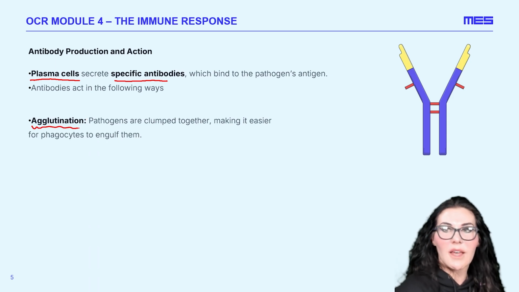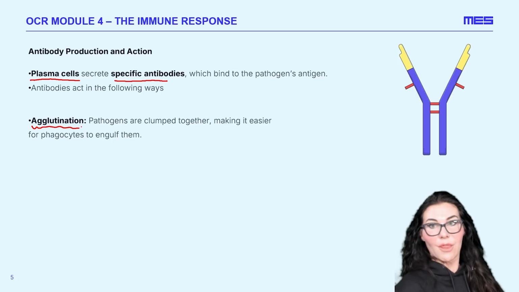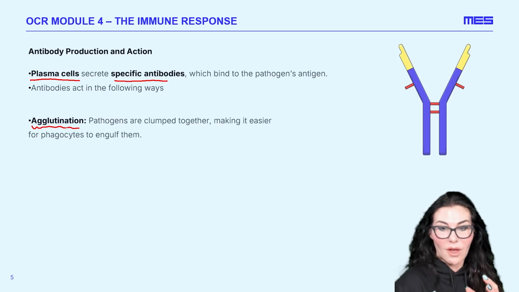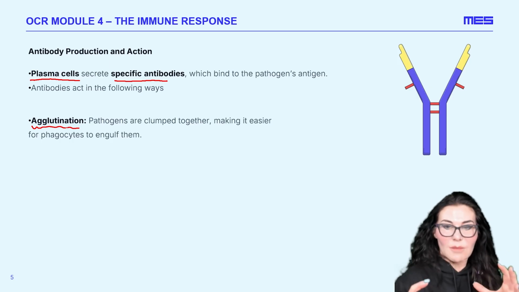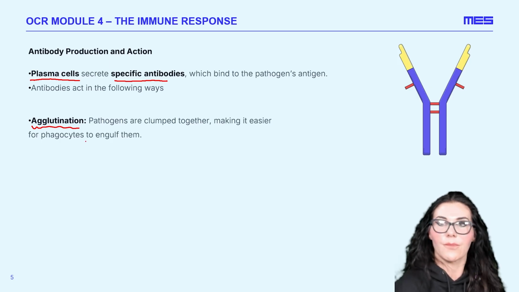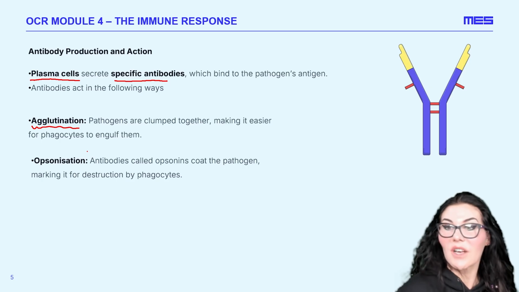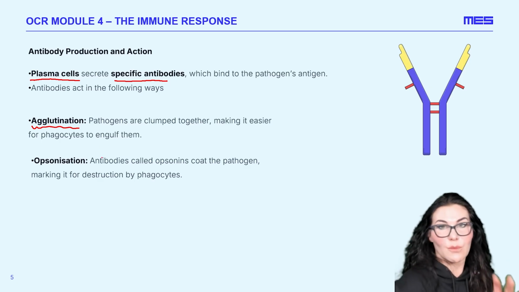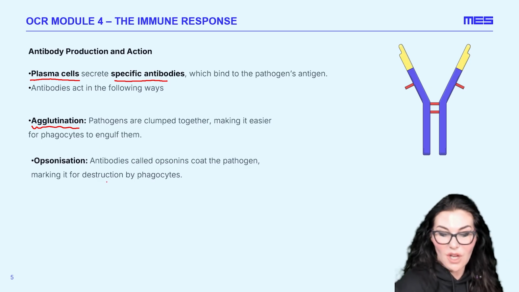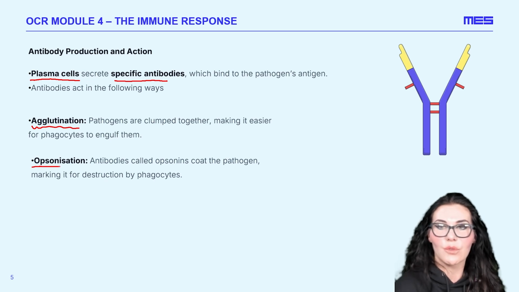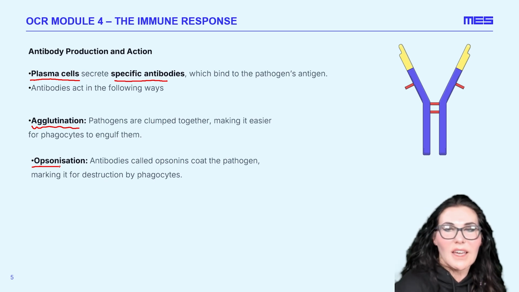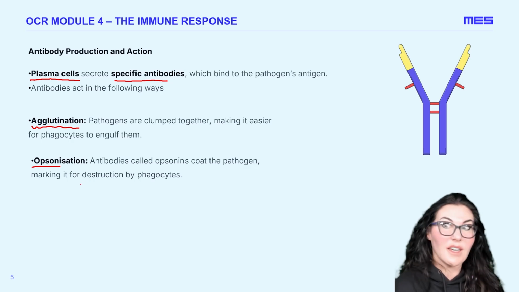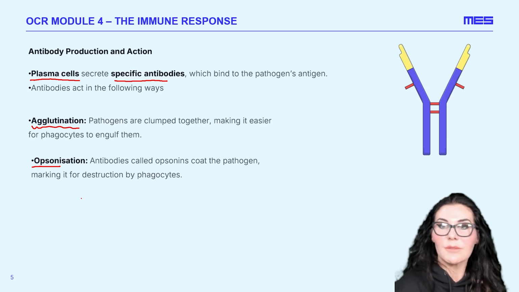They cause agglutination, which clumps pathogens together, making the phagocytes have an easier job, because if all the pathogens are clumped together, the phagocytes can get to them easier and carry out phagocytosis. Opsonization, antibodies can coat the pathogen, making it easier for the phagocytes as well to carry out their process of phagocytosis. And opsonins, also remember, is about, we call it tagging the pathogen. So it makes the pathogen more obvious to the phagocytes, so they can have their action really, really quickly.